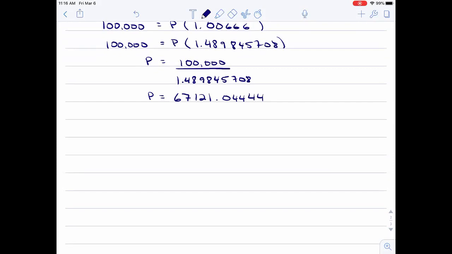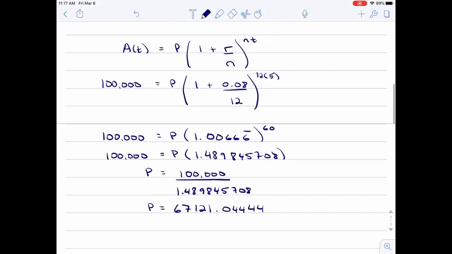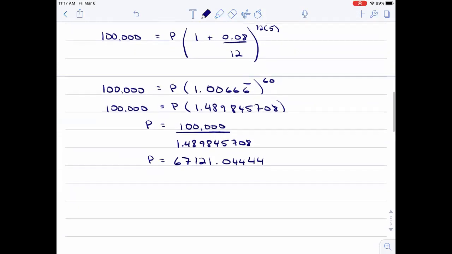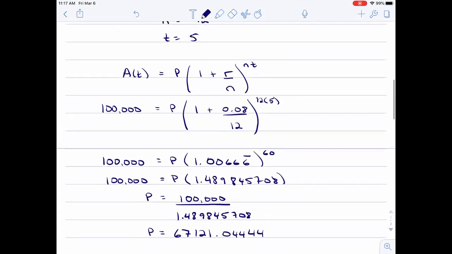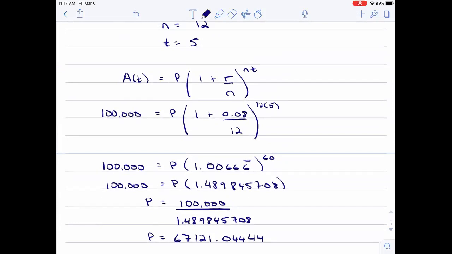I got 0.4446. I got 67,147. Okay, let me just do this calculation quickly here. 0.08 divided by 12 plus 1 to the power of 60, and then 100,000 divided by the previous answer. No, I get the same answer. Okay, so I think what's going on here is my calculator saved more decimal places than this, which is how many it's able to show. So if we're only going to here and putting that in, then it's going to be slightly different. I think that's what happened here.